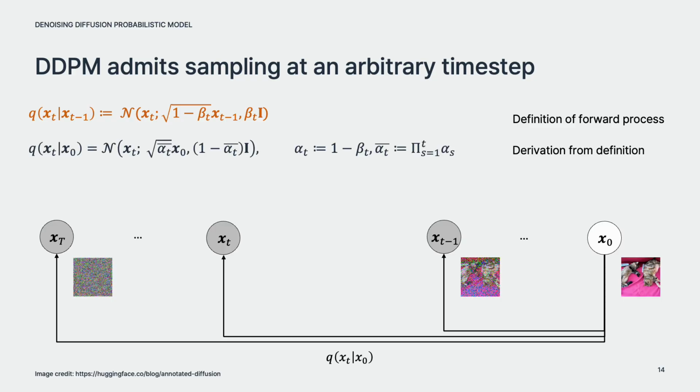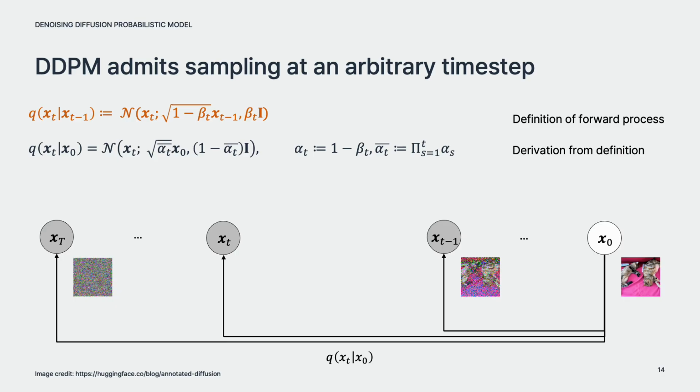A crucial property of DDPM is that it admits sampling from an arbitrary time step. So recall this definition of the forward process. It is only defined from xt minus 1 to xt. However, it actually admits sampling from x0 to xt at arbitrary t. And this can be given as this closed form formula.